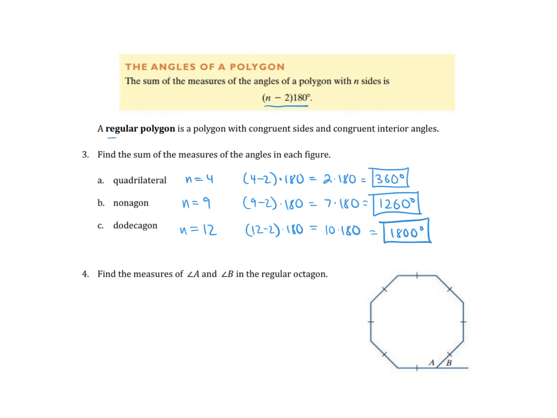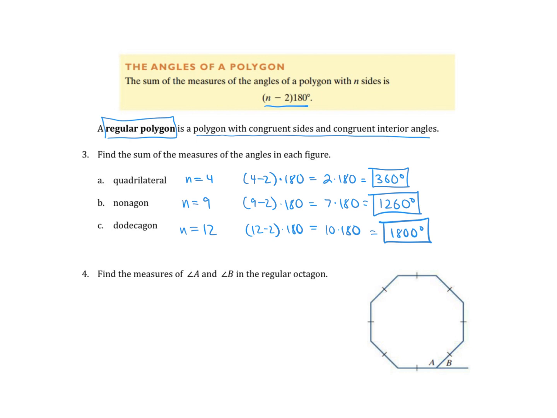Now, a regular polygon is a polygon with congruent sides and congruent interior angles. So in any polygon where all the sides are the same and all the angles are the same, we call that a regular polygon. So in number 4, find the measures of A and B in the regular octagon. That means all the sides and angles are congruent in this octagon.